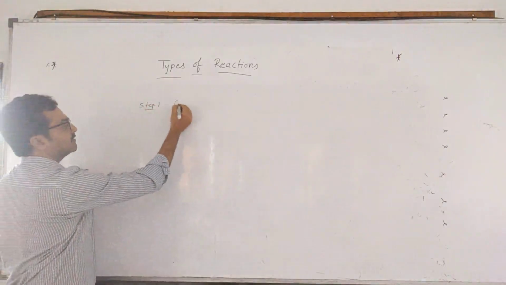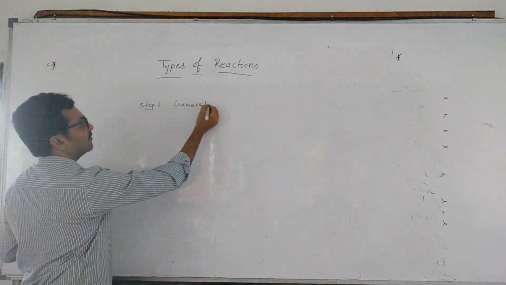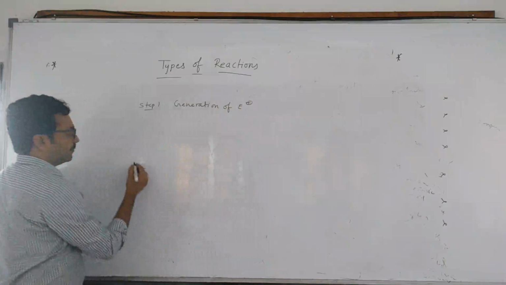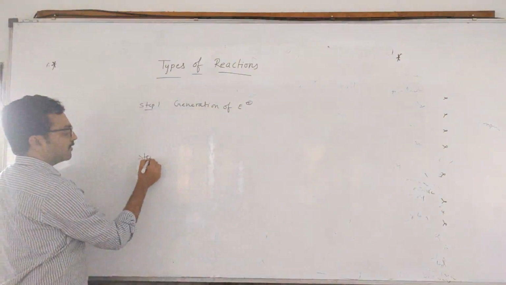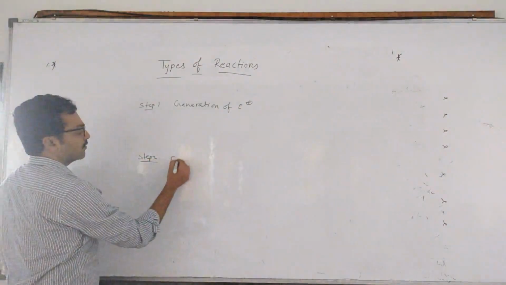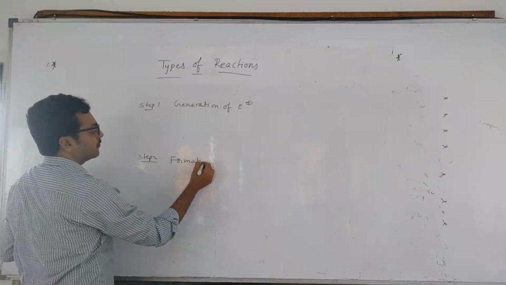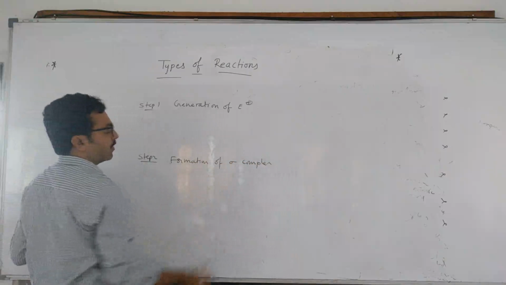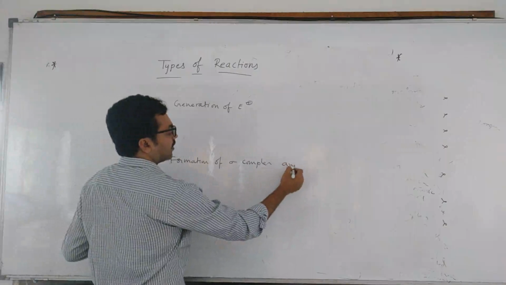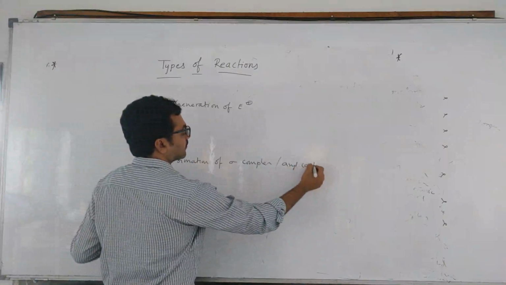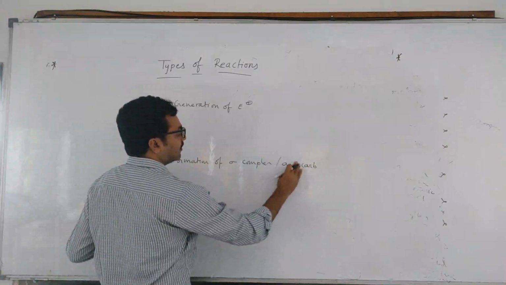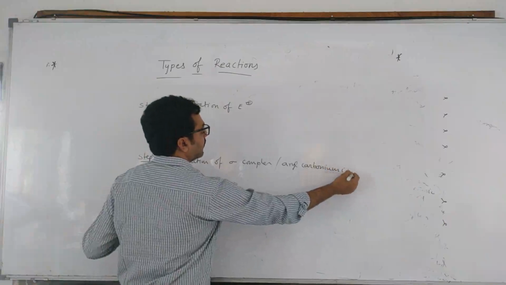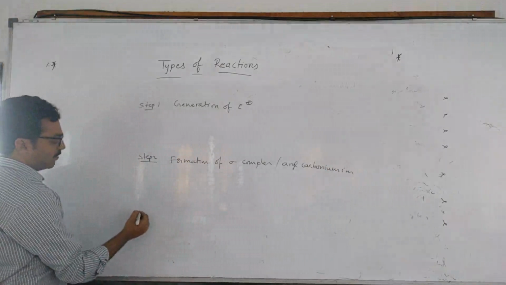Step 1 is generation of electrophile. Step 2 is formation of a carbocation, formation of sigma complex, you can say, or else aryl carbonium ion. Aryl carbonium ion will be formed. And third step is formation of product.